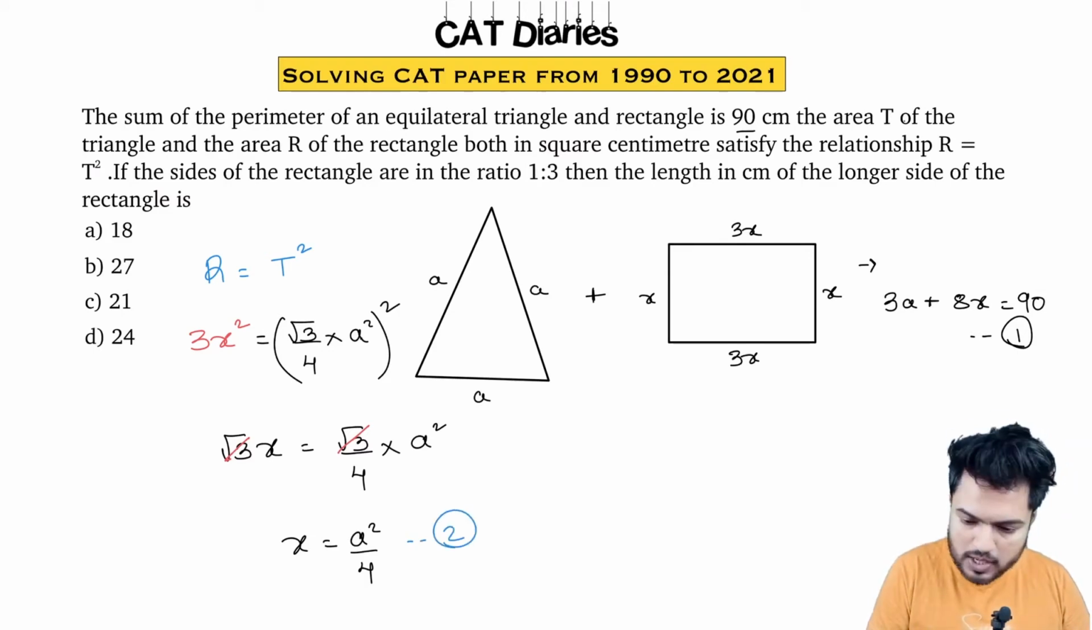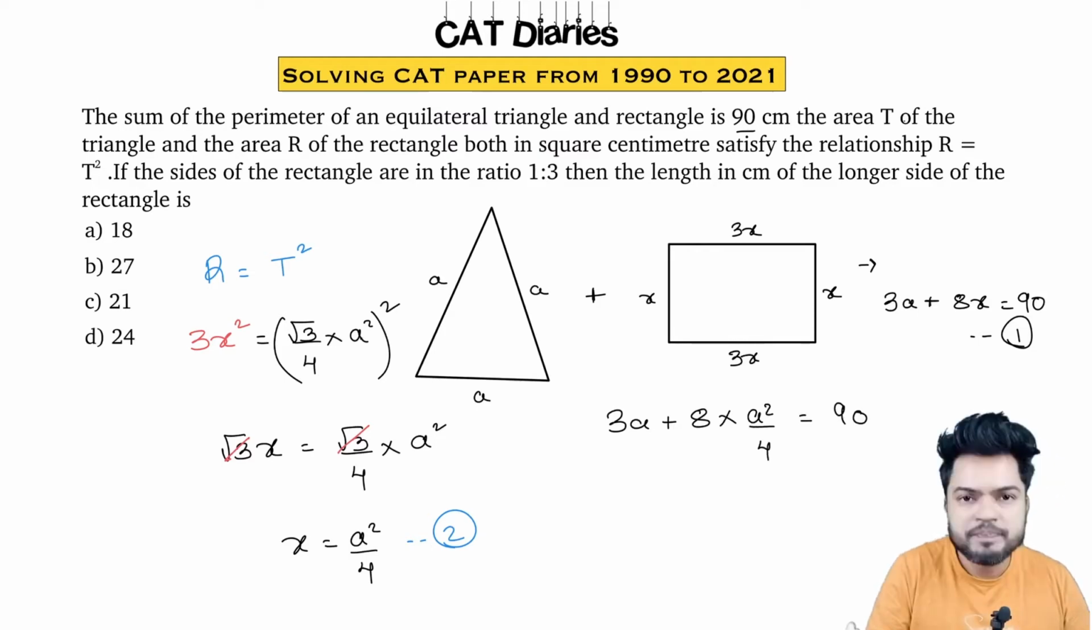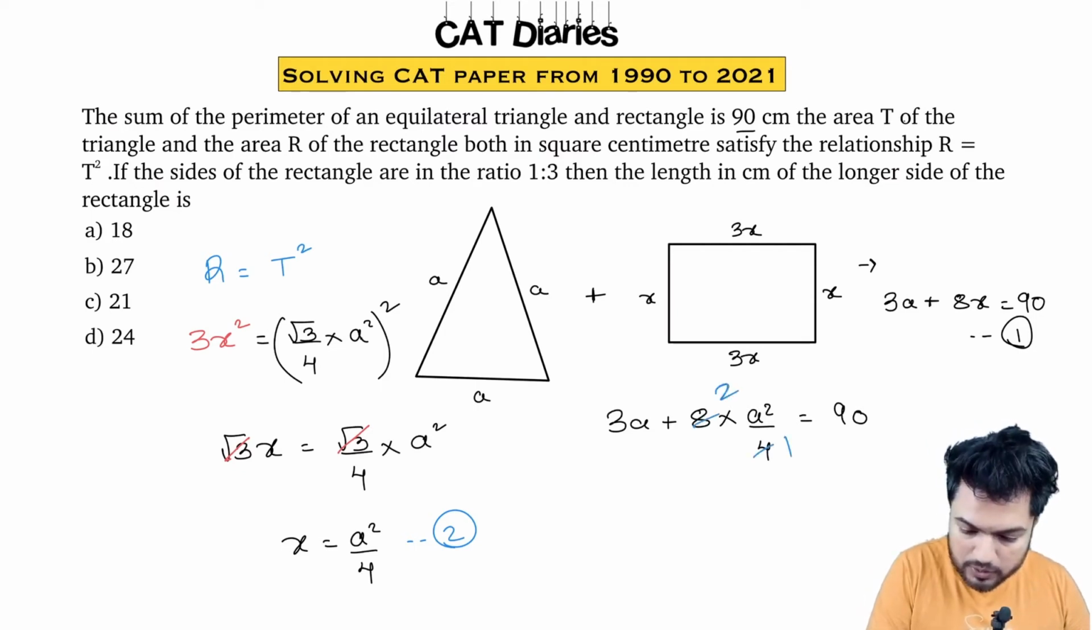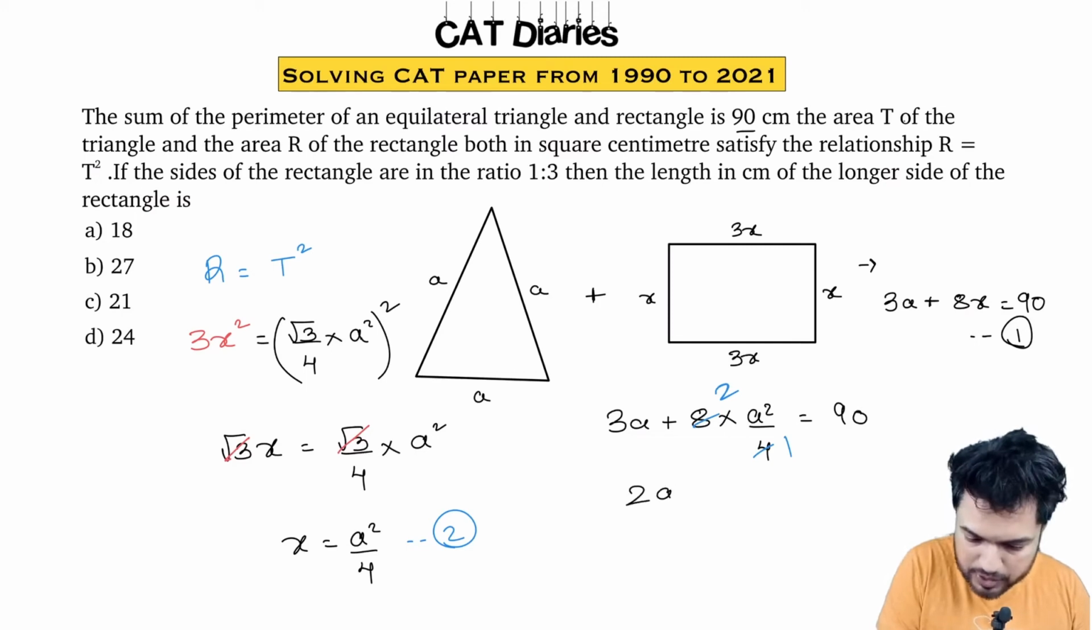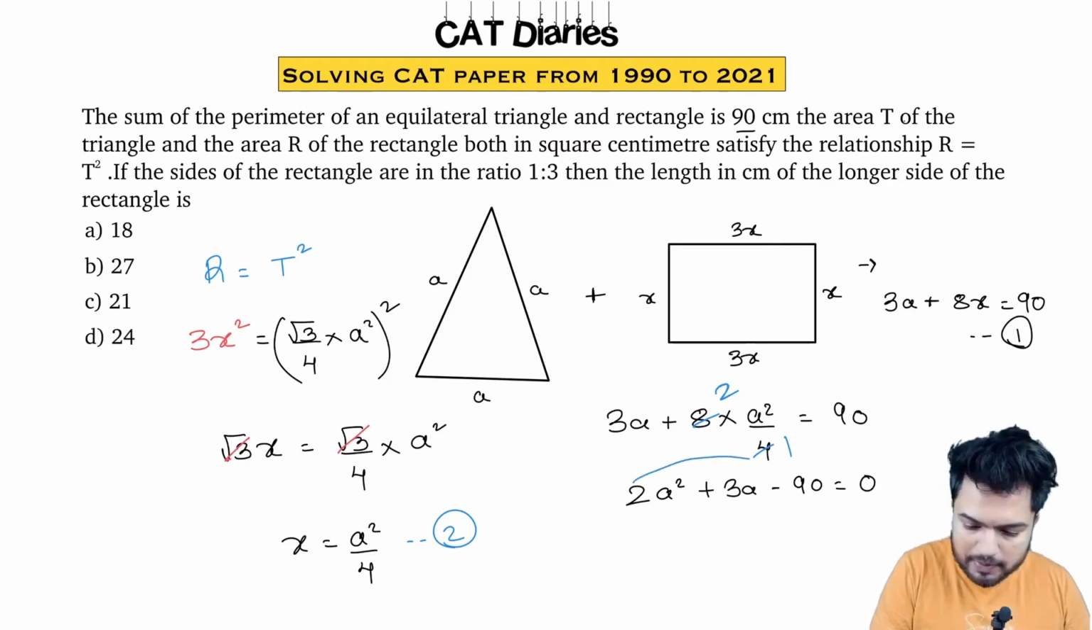So this becomes 3a plus 8 into x, and x is nothing but a square divided by 4. The entire thing is equal to 90. That's what I'll write here. Now if I cut this, it becomes 4 1s are 4, 2s are 2. Now you can see this as a quadratic equation, which is 2a square plus 3a minus 90 is equal to 0. One way to look at this would be to solve this. I need two numbers whose multiplication is 90 into 2, 180, and their subtraction is equal to 3.